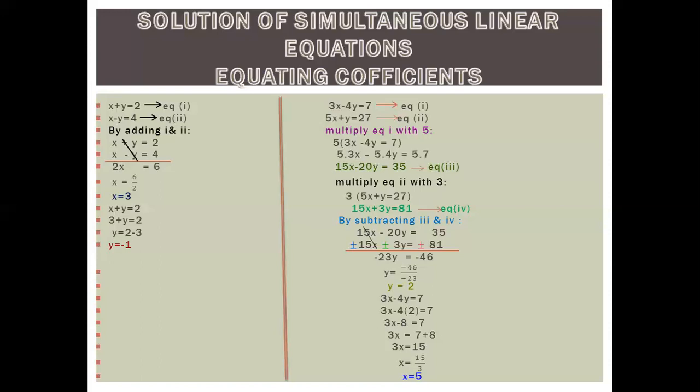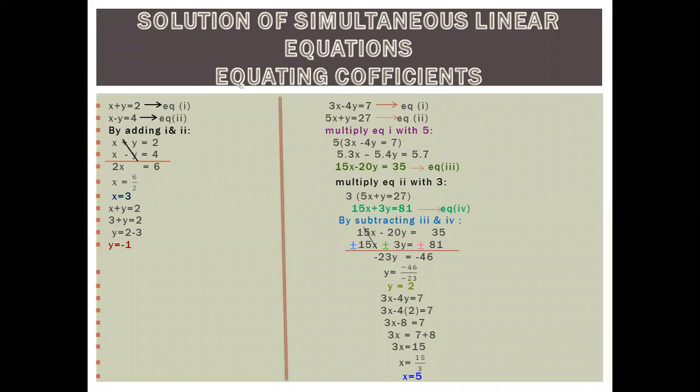For this, it is necessary that the coefficients of x in both equations will be the same. And how will it be possible that both coefficients will be the same? For this purpose, we multiply equation number 1 with 5 and equation number 2 with 3.